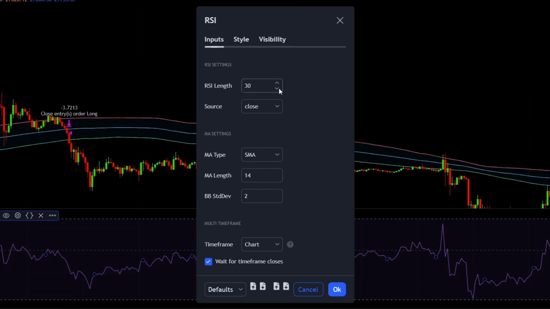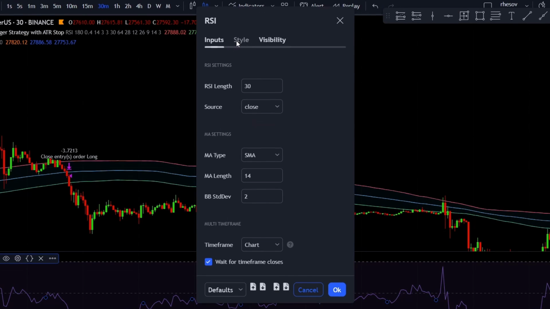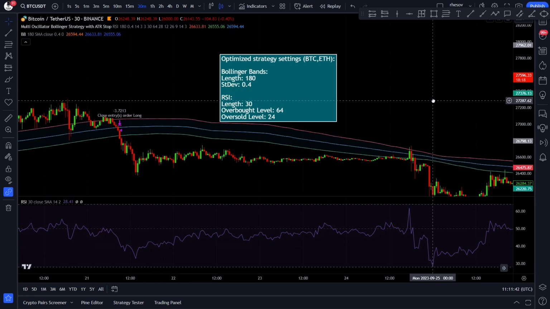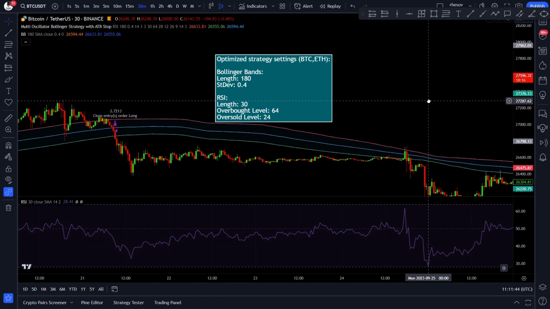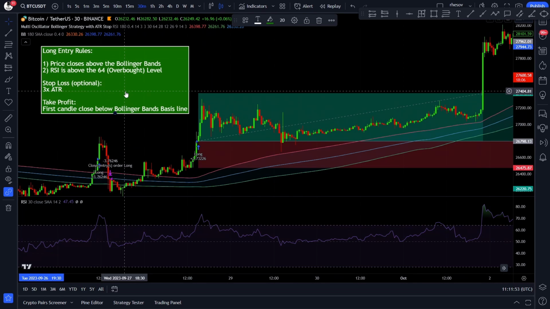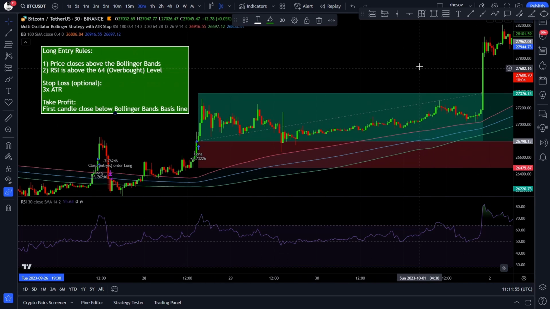For the RSI, we are going to change the RSI length to 30. Then, switching to the size tab, let's change the RSI upper band to 64 and the lower band to 28. And now the optimized version is all set up, which is a perfect fit for Bitcoin and Ethereum. Again, just to be sure, let's go over the rules again for longs and shorts.